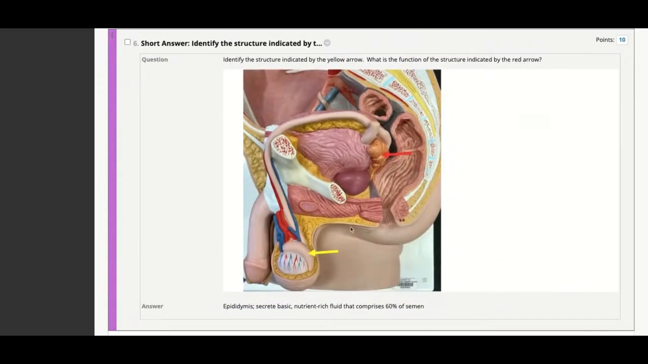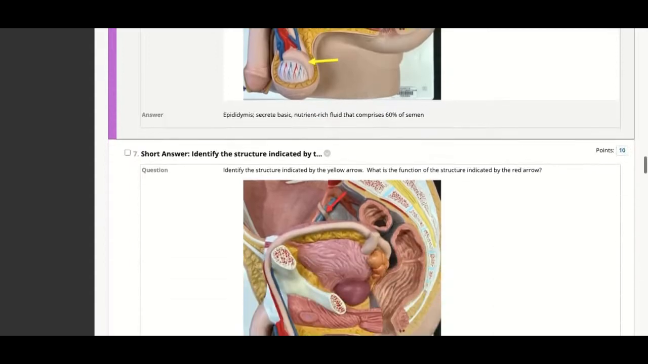Question 6, the yellow arrow shows epididymis, and a red arrow shows the seminal vesicle, and the function of seminal vesicle is making about 60% of the semen. The semen is a nutrient-rich fluid which can nourish the sperms.